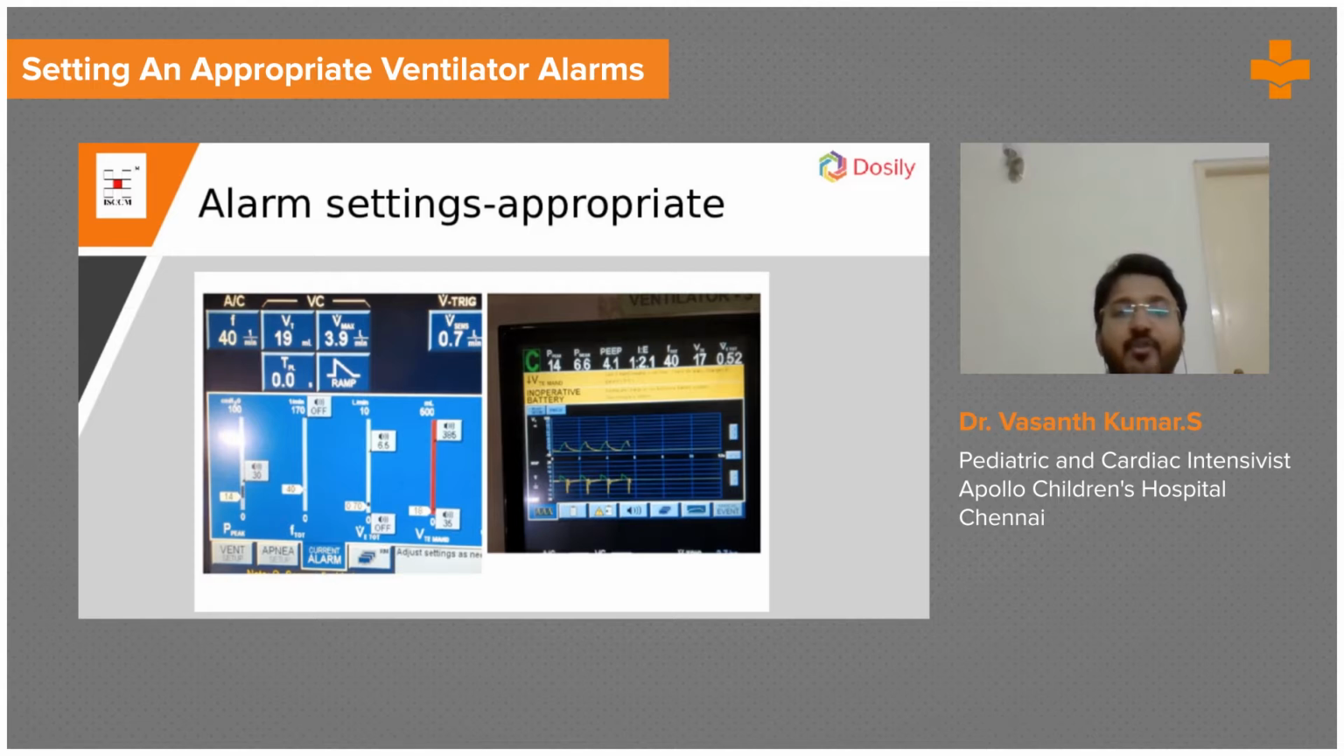But at the same time, it should not be kept at a very high range also. Suppose you kept the tidal volume at 6 ml per kg and you don't keep the alarm setting at some 15 ml per kg or so. It has to be appropriate. So usually tidal volumes around 2 to 3 ml per kg, it can be close to it. And your pressures can be like 5 above and 5 below. So that is a general trend.